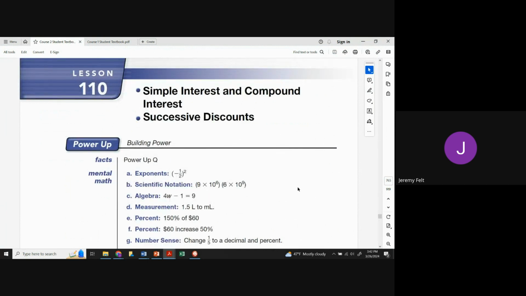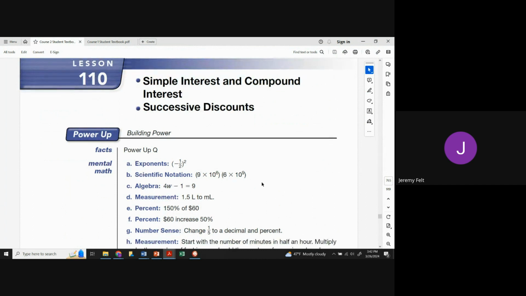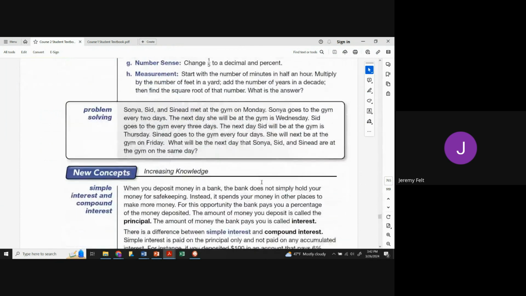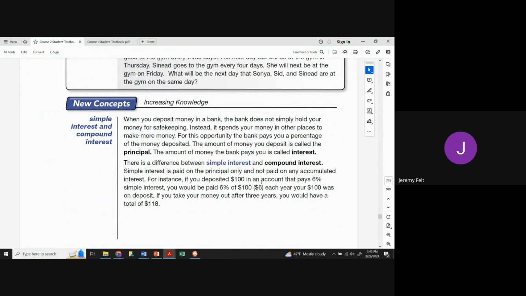Okay, and then the last one we're looking at for this week is simple interest, compound interest, and successive discounts. We have different types of interest. Again, if it's our money that's growing, we want the higher interest rate, and we want compounded interest if possible. When it's money we're paying back, we want the lowest amount of interest possible. So we don't want to pay back any more money than we have to.